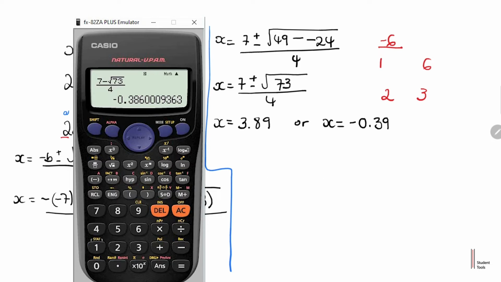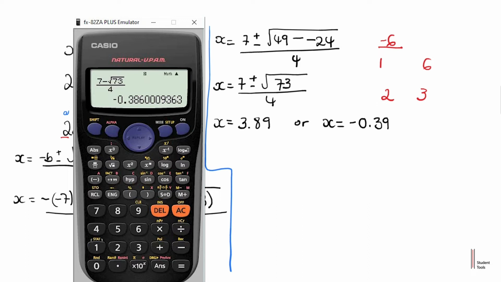x is equal to 3.89 or x is equal to a negative 0.39. And remember, we couldn't factorize this expression, so we used the quadratic formula to come up with the values of x. So remember, guys, when you cannot factorize an expression, always remember to use the quadratic formula.